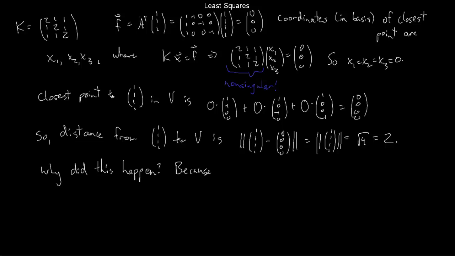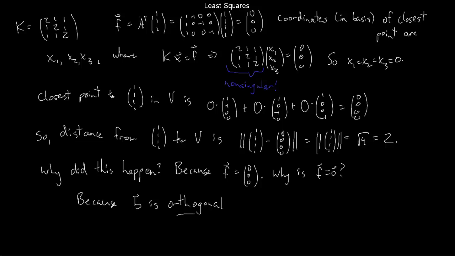Well, if K was non-singular and we got only the trivial solution, that was because F was the 0 vector. Okay, how come F was the 0 vector? Well, F is the 0 vector because I got it by taking A transpose times 1, 1, 1, 1. That means that for each coordinate of F, I got a row of A transpose times 1, 1, 1, 1, which is B.